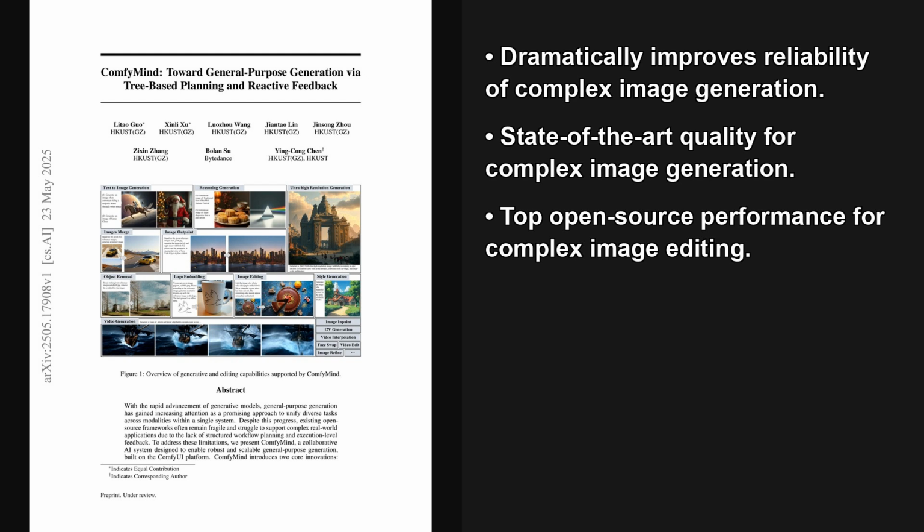Today we're looking at a fascinating paper from May 23, 2025, called ComfyMind. The core idea here is to tackle a big challenge with current open-source generative tools. They can be fragile and struggle with complex, real-world tasks. ComfyMind introduces a system built on the ComfyUI platform that uses two clever innovations. First, a Semantic Workflow Interface, which turns complex node graphs into simpler natural language functions. And second, a search tree planning mechanism, which lets the system plan its steps and correct itself along the way.